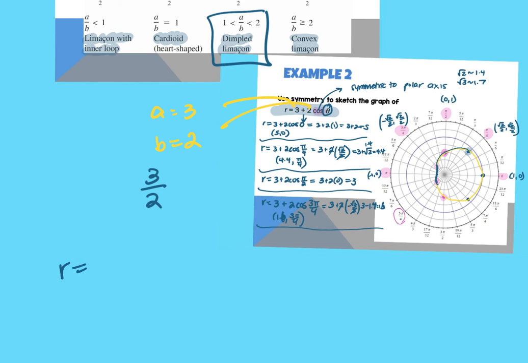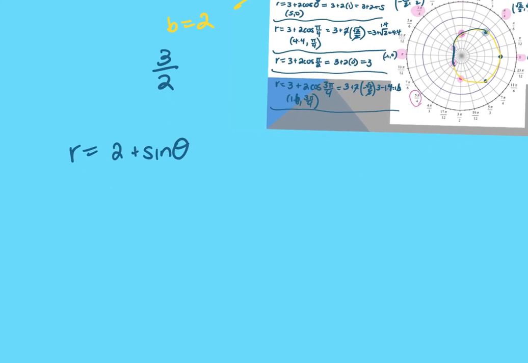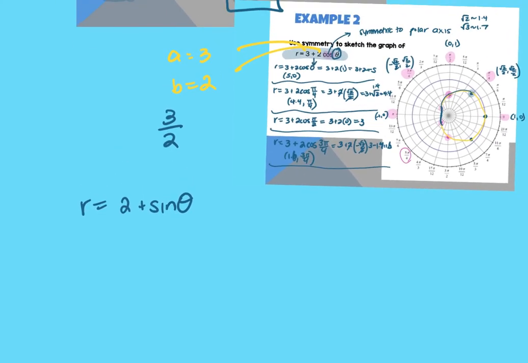And R equals 2 plus sine theta. How does this change the classification? It's 2 over 1, right? So that's, this would be 2 over 1. That's the last one.